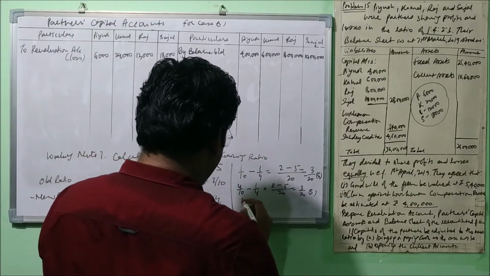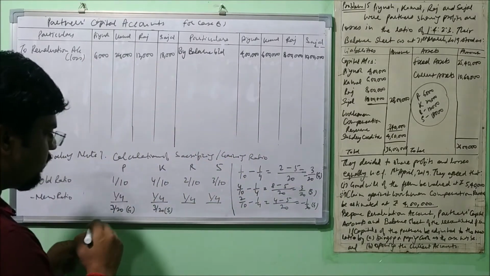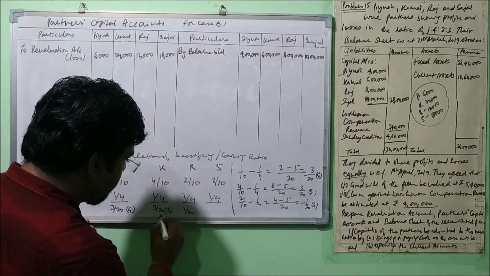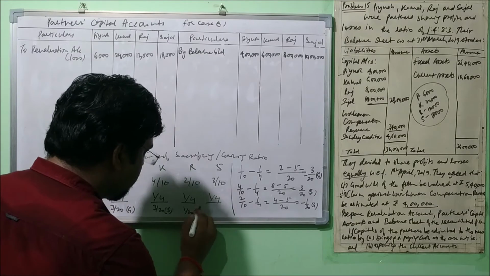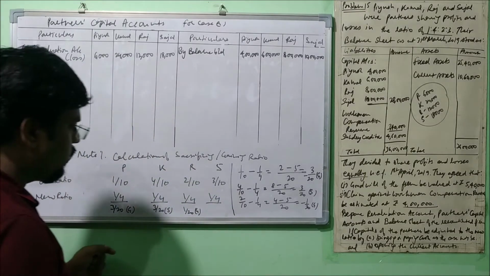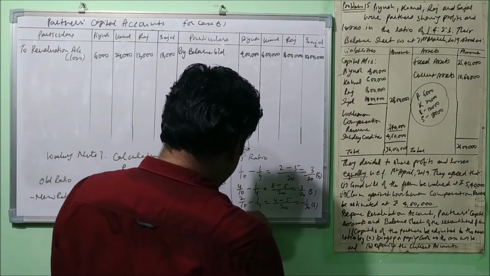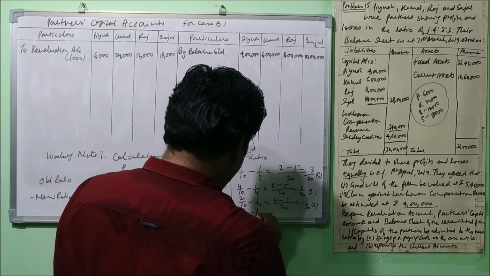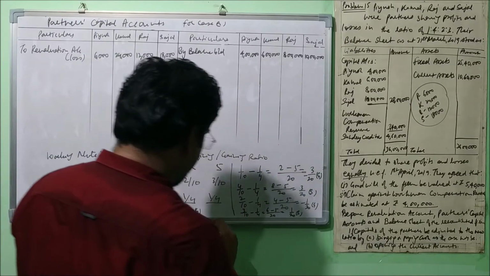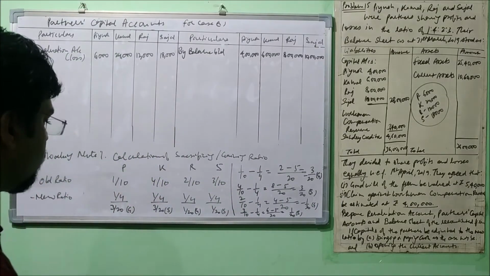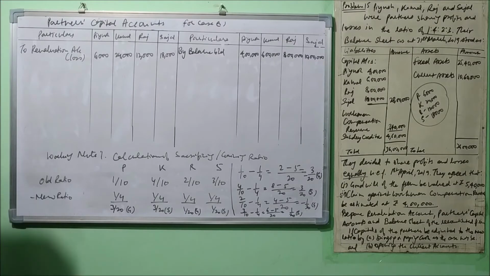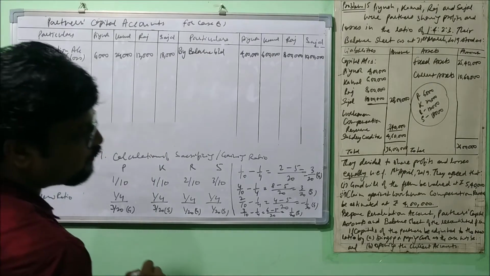Now let's calculate for Raj. 1 by 20 negative. It means he is gaining, by 1 by 20. Now let's calculate for the last, Sajal. His ratio is 3 by 10 minus 1 by 4, which is 1 by 20 positive. It means he is sacrificing by 1 by 20. So two partners are sacrificing and two are gaining. Now let's calculate their shares. What is the value of goodwill?